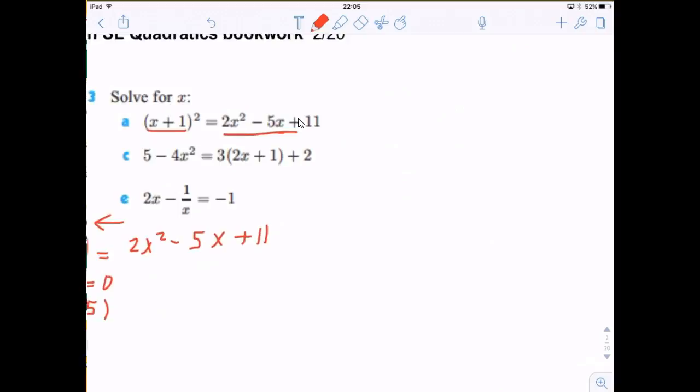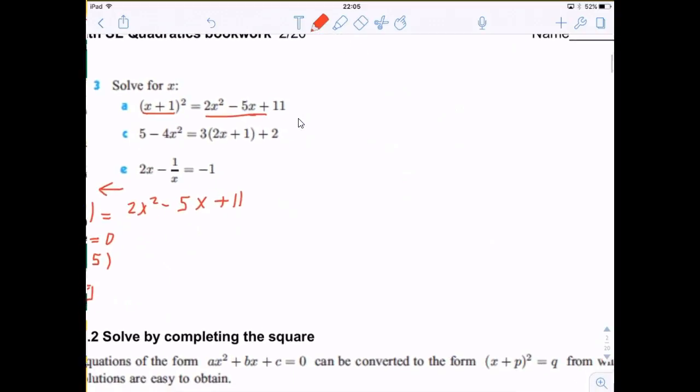Now let's do C. Again, C looks like kind of a mess, but actually all we need to do is multiply everything out. Eventually it'll turn into a quadratic. So 5 minus 4x squared equals, and then I'm just going to expand it. So 3 times 2x plus 1 plus 2. So it's going to be 6x plus 3 plus 2.